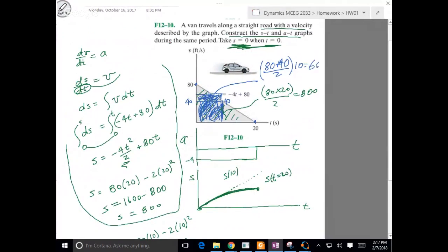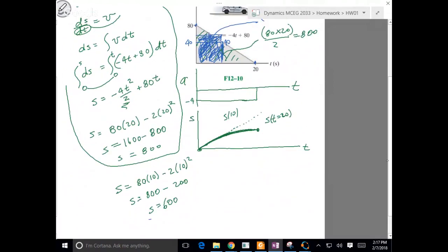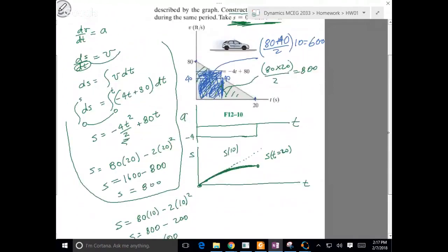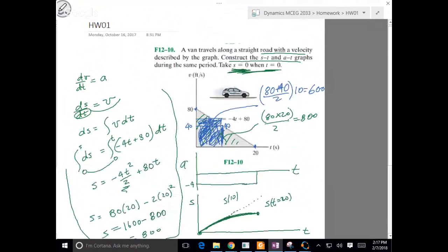Be 600. Is that what I got down here? Yeah, I got 600 down here. So all you can do here is, wherever they ask you for that position, you look at the area, complete all the area to the left of here. That's all you're doing.